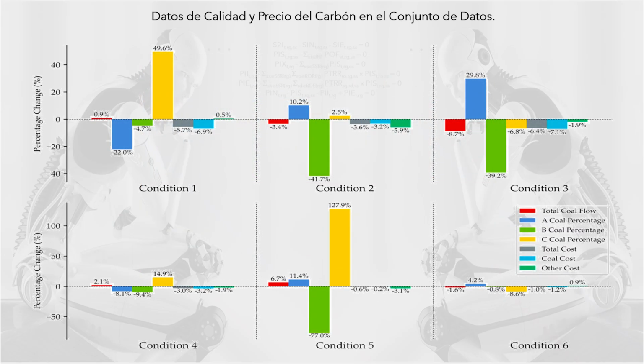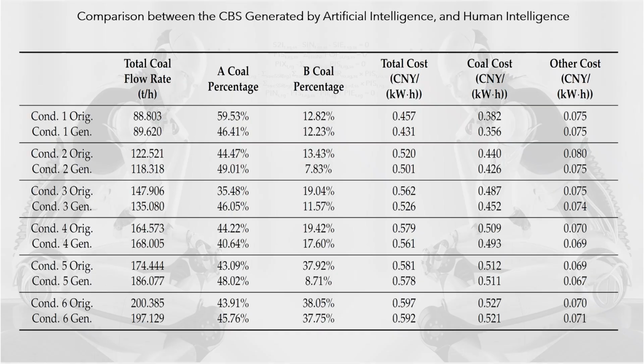The adaptive method significantly improves the granularity of conditions, allowing for a higher level of refinement in CBS. The figure shows the profitability of AI-generated CBS and a strategy based on a mental model, backed by intuition and experience. The results for the 6 operating ranges of the plant are presented, in terms of total cost, cost of coal and other costs. The table shows the comparison between the CBS generated by artificial intelligence and the original strategy generated by a human. For the 6 conditions of the total coal flow, the proportion of coal A is presented, and that of B, the proportion of coal B with respect to that of coal C. Data on the total cost, cost of coal, and other costs are presented.